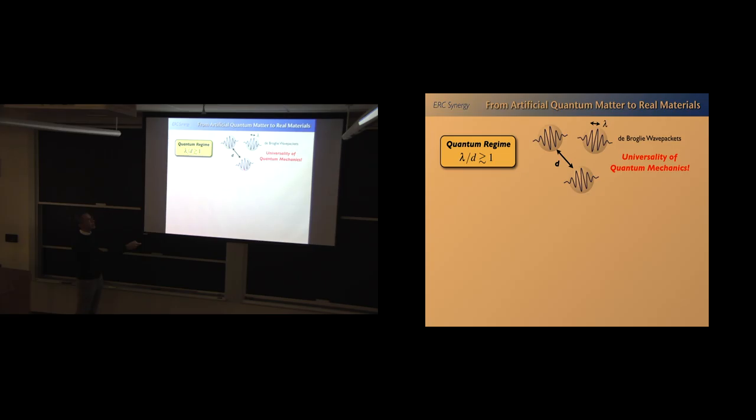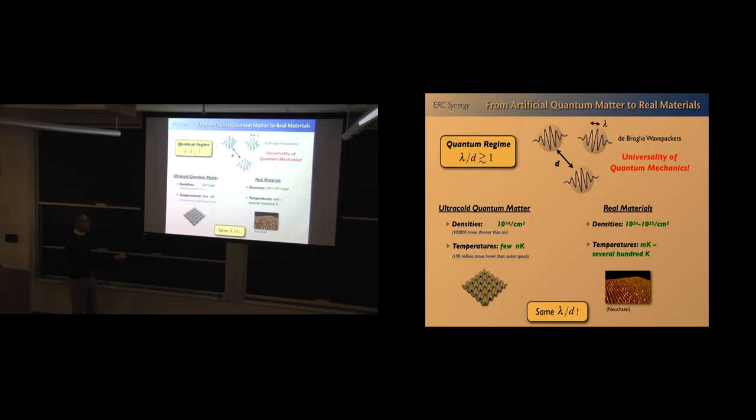That means we just have to scale up lambda also by the same factor of 10,000 to get the same ratio. And then we have the same ratio of lambda over d as in a maybe strongly interacting electronic material, which typically lives at densities of 10 to the 24 atoms per cubic centimeter, but we now have realized in a system which has 10 orders of magnitude lower density.